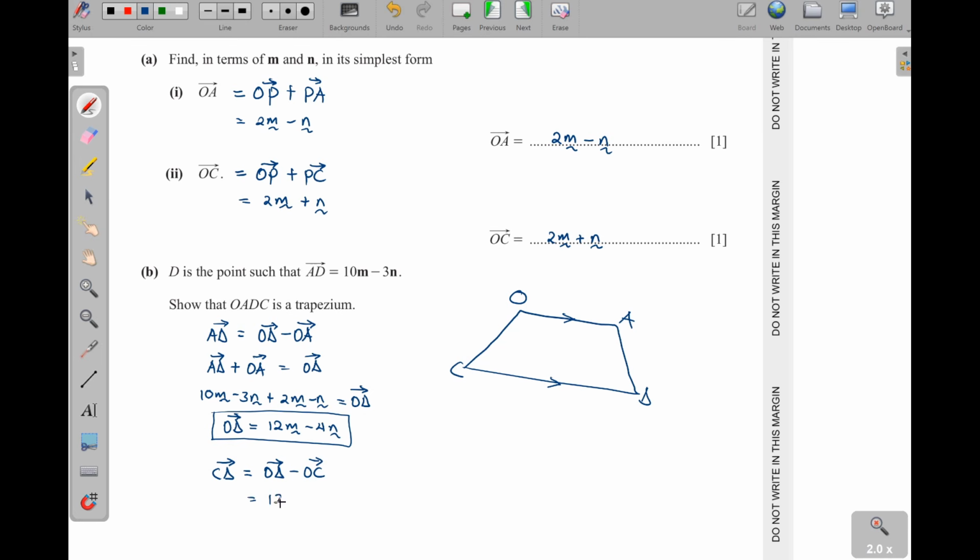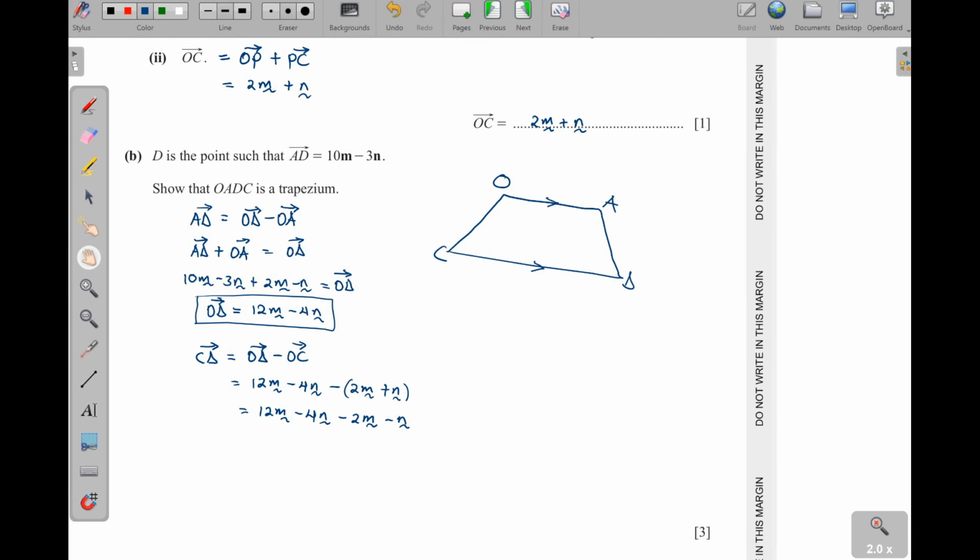Our OD is 12m minus 4n. Then our OC is 2m, then plus n. That means we shall have 12m minus 4n. When we open the bracket, say this is minus 2m, this is minus n. That means our CD is therefore going to be equal to 10m, then minus 4n minus n, that will be minus 5n.